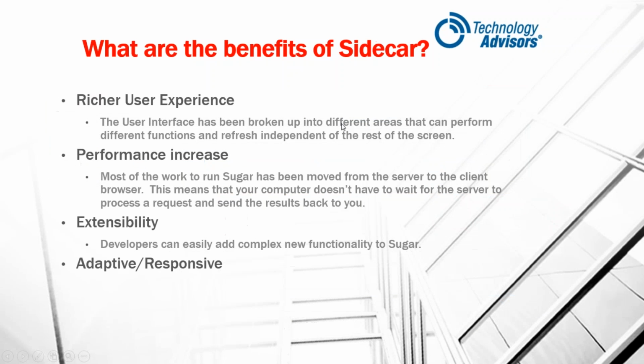So it was very good for the late 2000s, but now we've improved on it. So what are the benefits of Sidecar? We have a richer user experience. That's that new version 7 interface you've seen. And as I'll demonstrate, the interface is now broken up into separate parts. So we can be doing one thing in one part while the system is doing something else in another part, which makes it more of an actual application you're using as opposed to just a website you're looking at.